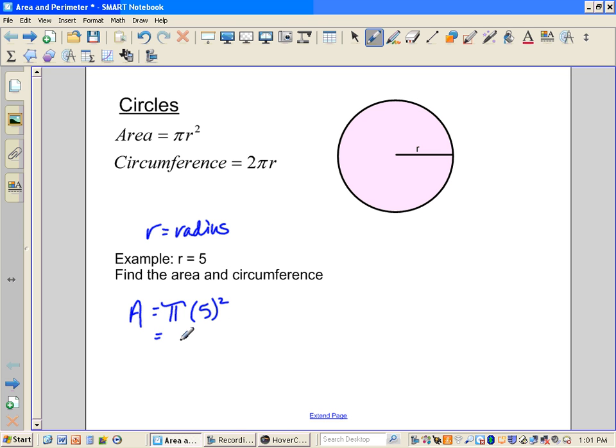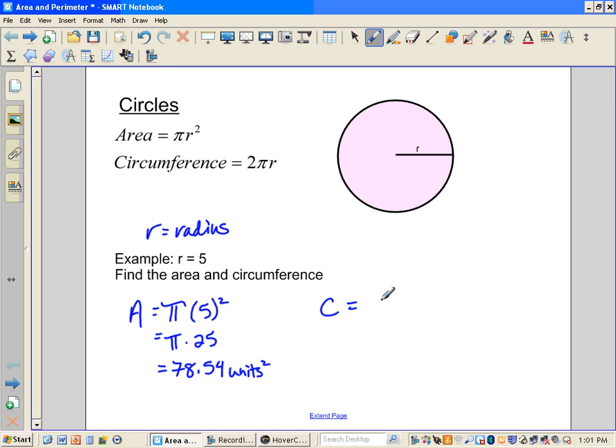squared, which is pi times 25. You can leave it as pi times 25 or 25 pi, or you can do 25 times pi on your calculator. What I want you to get in the habit of doing is using the pi symbol on your calculator, not just 3.14, because the pi symbol is more accurate. It doesn't round. So this is 78.54 units squared, right? When we find the area, the units are squared.